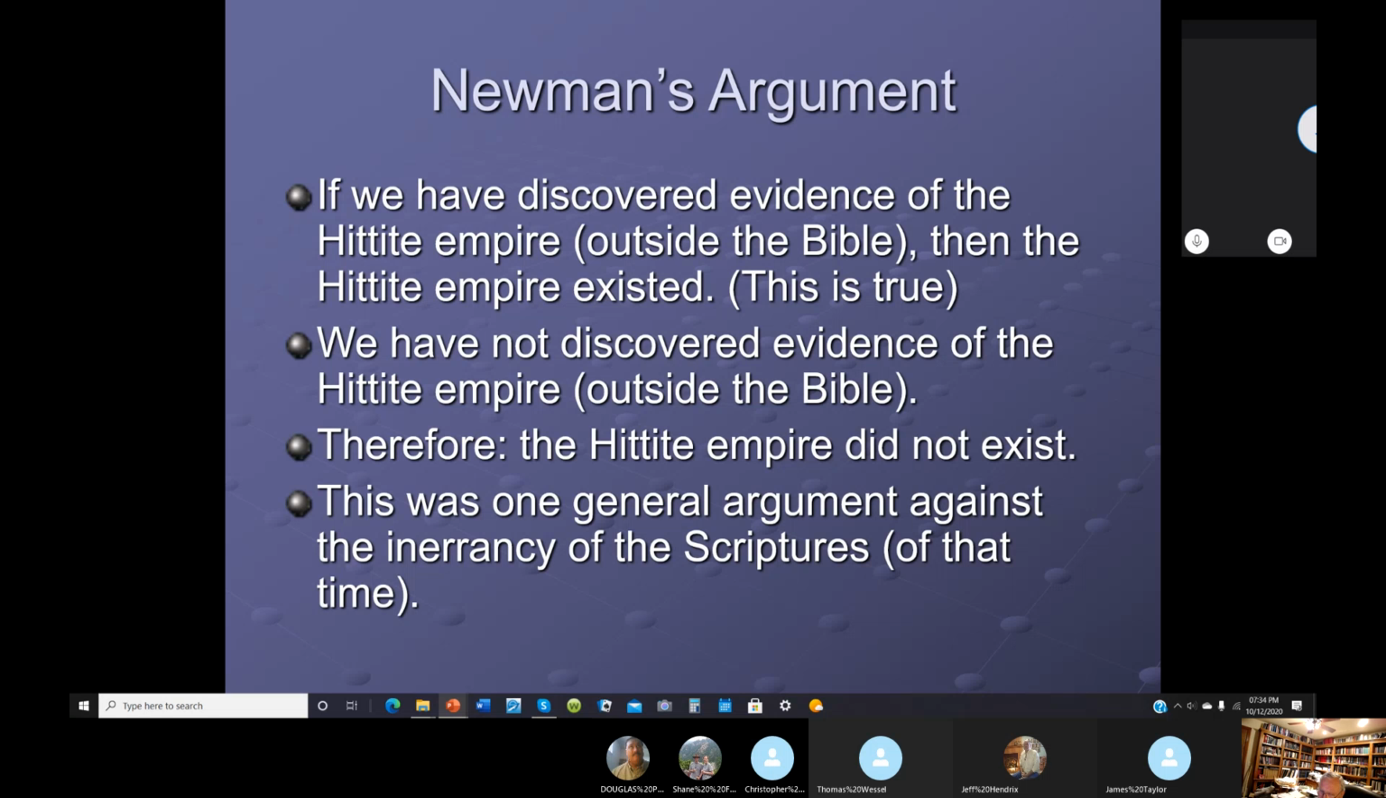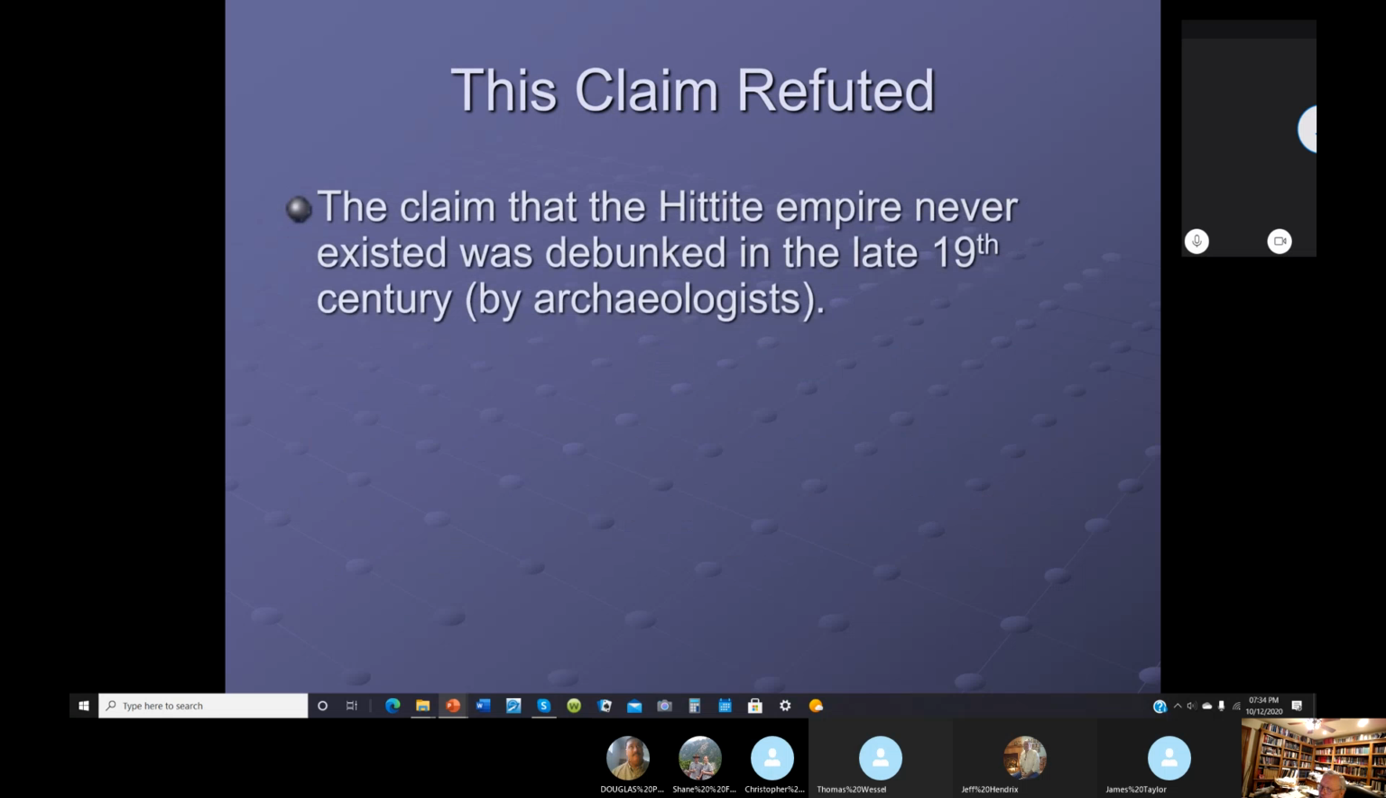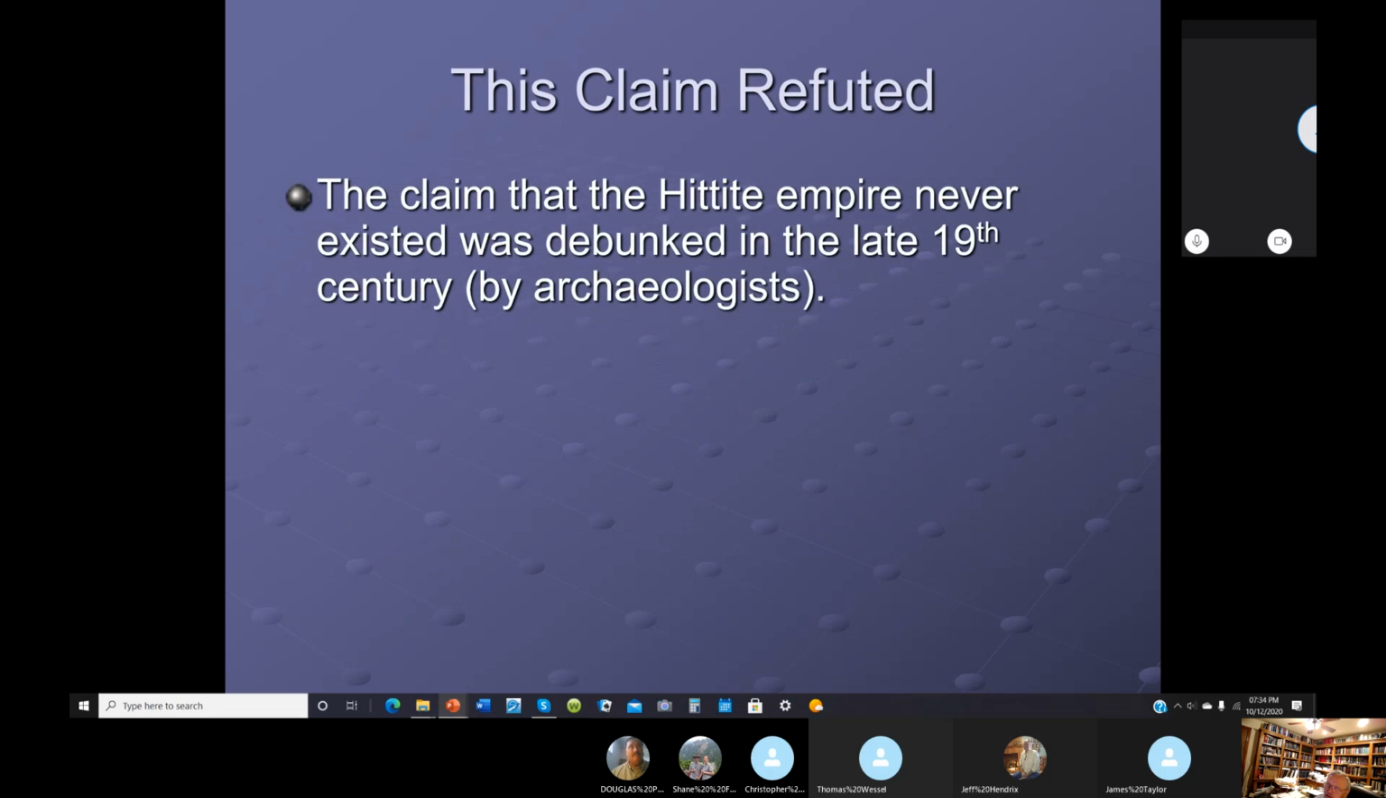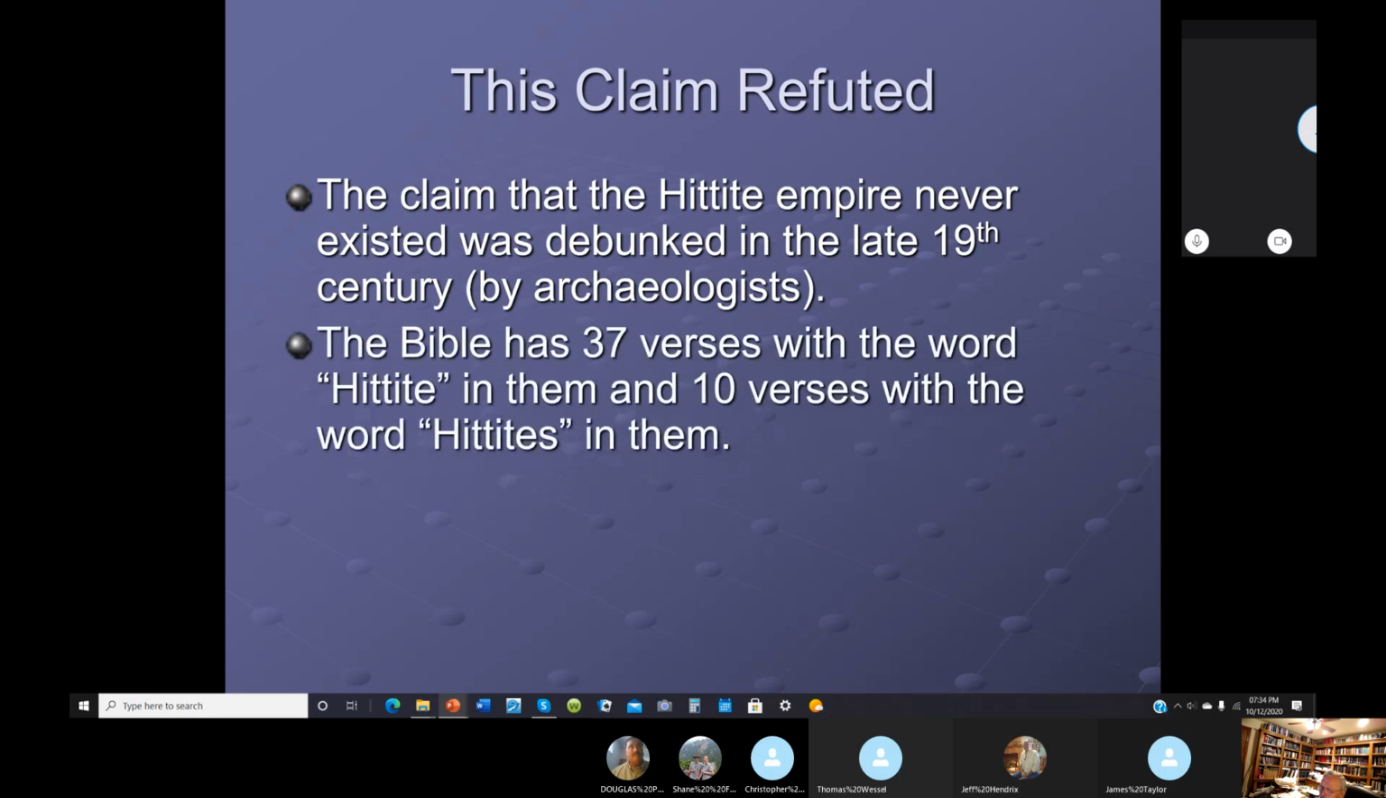Well, I suspect there's a lot of people who say, oh, the Bible has errors in it. Look at this. We can't find the Hittites. Well, lo and behold, what happened? It never existed, that's his claim, but the archaeologists have found it.